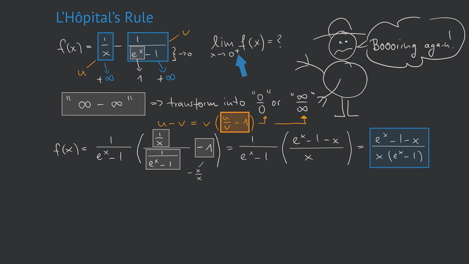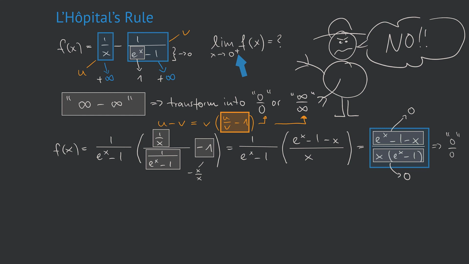So, did this take us any further? Yes, it did. Because if we once more check numerator and denominator separately, we find that as x tends to 0, the numerator tends to 1 minus 0, which is 0. And the denominator tends to 0 times 1 minus 1, which is also 0. So we have indeed created the basic situation 0 over 0.